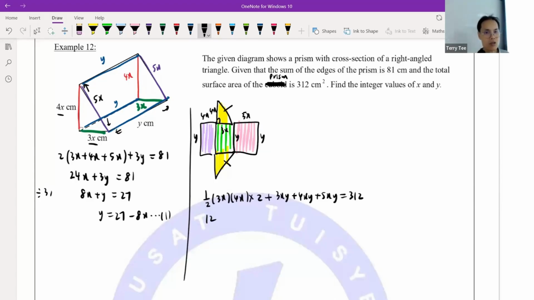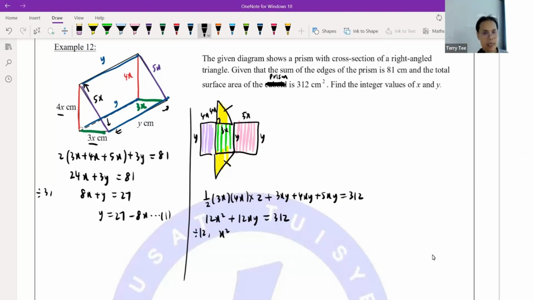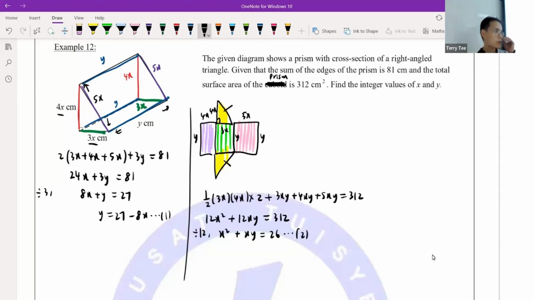So let's simplify this. This will be 12x squared plus 3 plus 4 plus 5, that will be 12xy, equals 312. So 312, can we divide by 12? Let's see. Yes, we can. As I divide by 12, I get x squared plus xy equals 26. Can you see? 312 divided by 12 is 26. This will be my equation number 2.